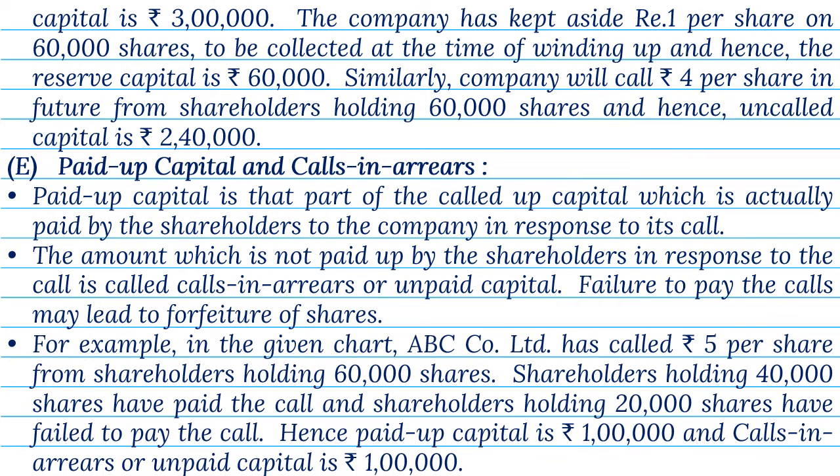For example, in the given chart, ABC Company Limited has called rupees 5 per share from shareholders holding 60,000 shares. Shareholders holding 40,000 shares have paid the call, and shareholders holding 20,000 shares have failed to pay the call. Hence, paid up capital is rupees 1 lakh, and calls in arrears or unpaid capital is rupees 1 lakh.